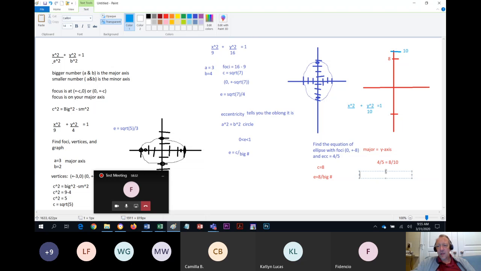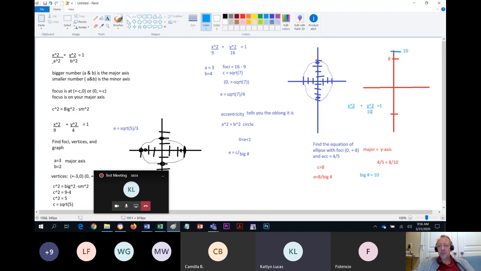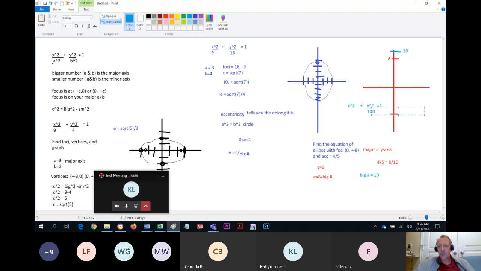Would that number be just 10 or 10 squared? That's a good question. So remember, my eccentricity is just c over the big number, and so when we're doing this, oh, you're asking about this number here? Yeah. Actually, it should be 10 squared. You're right. That should be 100. Thank you.